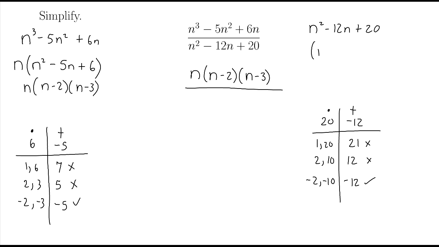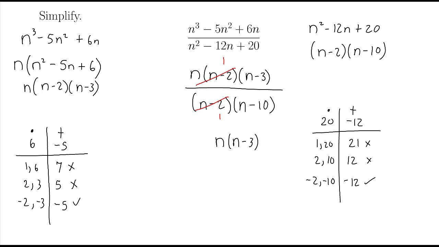This factors to n minus 2, n minus 10. I just wrote the wrong number there, so n minus 2, n minus 10. Okay, there we go. So now, n minus 2 and n minus 2 will cancel each other out. They're both 1, right? So that could be thought of as 1 times n minus 3, which is the same thing as not having the 1 there at all. And then 1 times n minus 10 is going to be n minus 10. So there we go. There's our simplified expression.